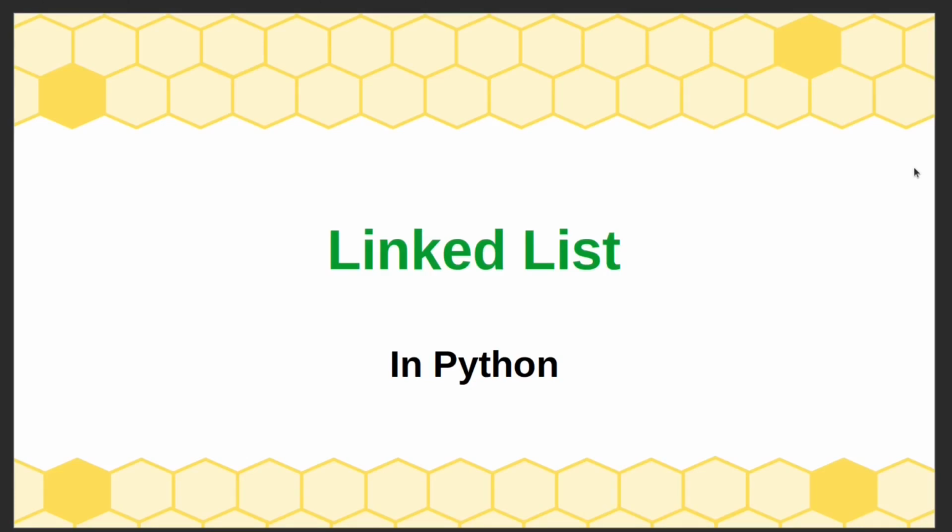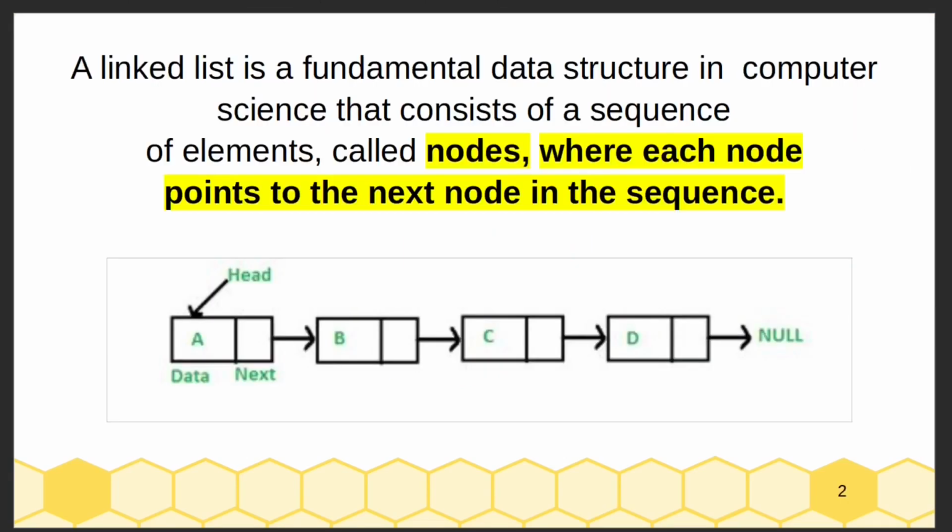Hello, in this video, we are going to learn about an important data structure in Python named linked list. So, what is a linked list? A linked list is a fundamental data structure in computer science that consists of a sequence of elements called nodes, where each node points to the next node in the sequence.